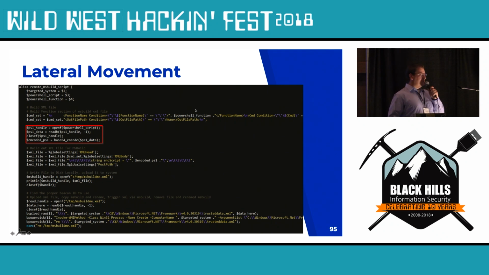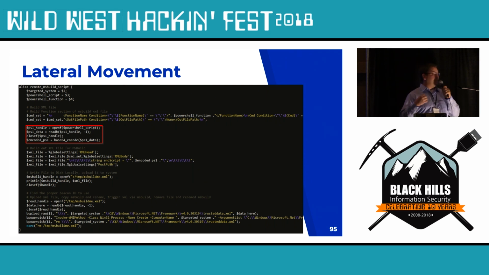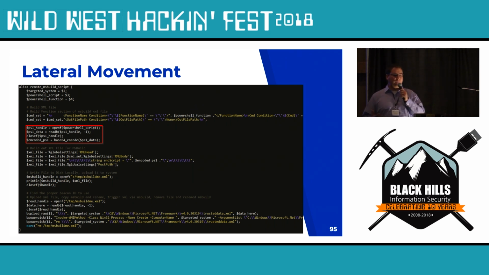This next step is, okay, so you provided the function that you want to run. Well, now it actually has to find the PowerShell script that you're going to run as well. What this does is it reads in your PowerShell script and then base64 encodes the entire script. And so it's going to use that and store that within this XML file that we're creating.